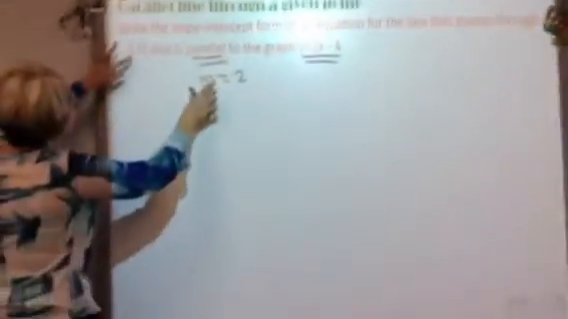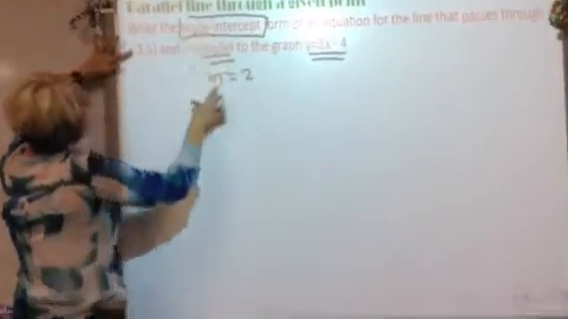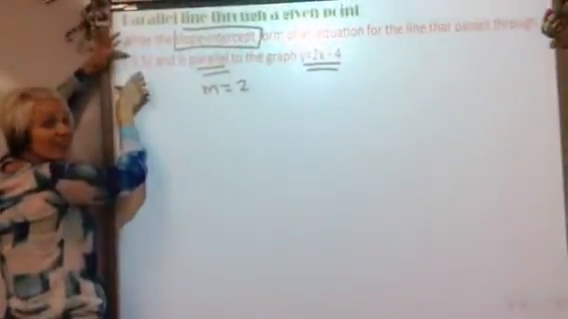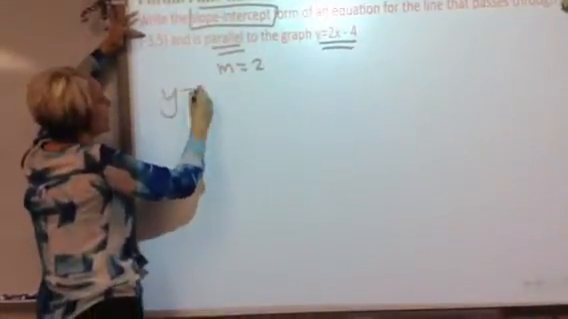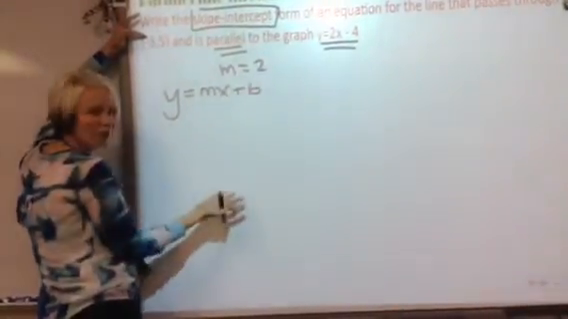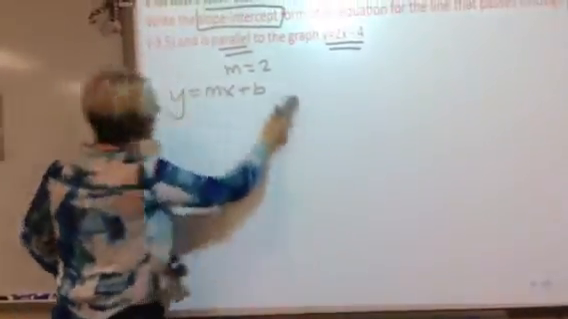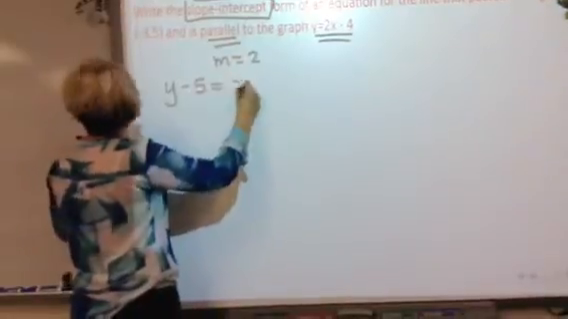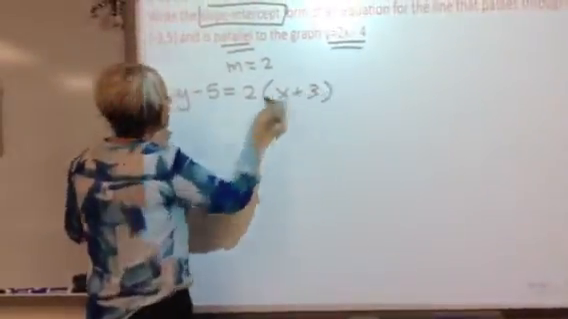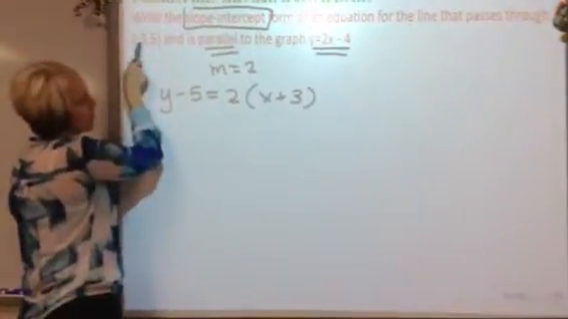So what would you like to use? Well, we want to write in slope-intercept form, but I don't know the y-intercept here. So you could either do like lesson 2 and plug in values and solve for b, or since I know a point and I know a slope, let's just use point-slope form. So I'm going to do y - 5 = 2(x + 3). Remember, because it's y - y1 = m(x - x1).